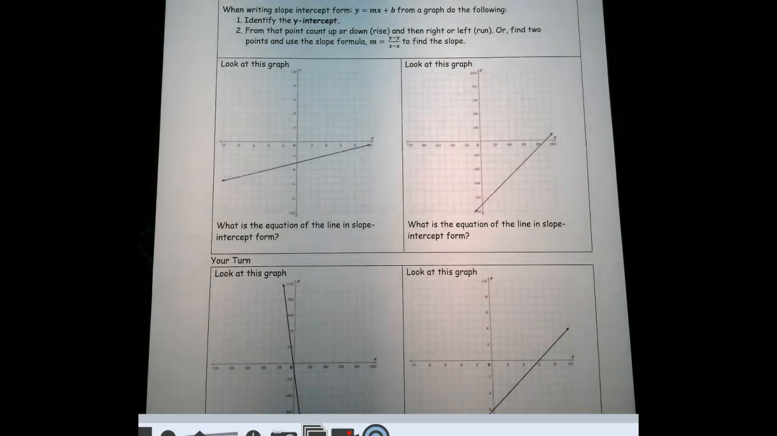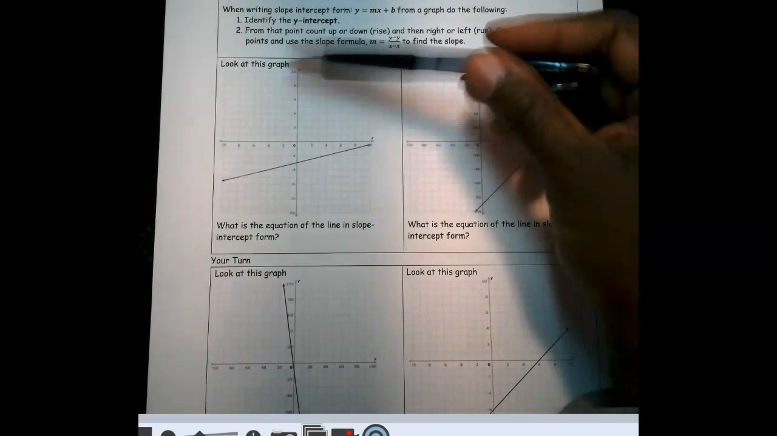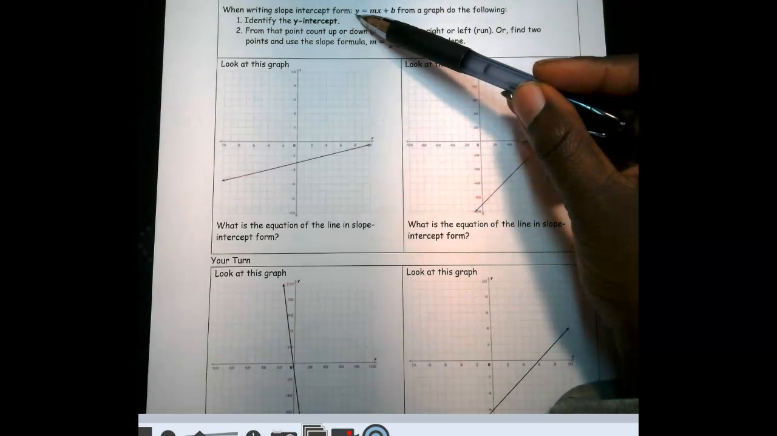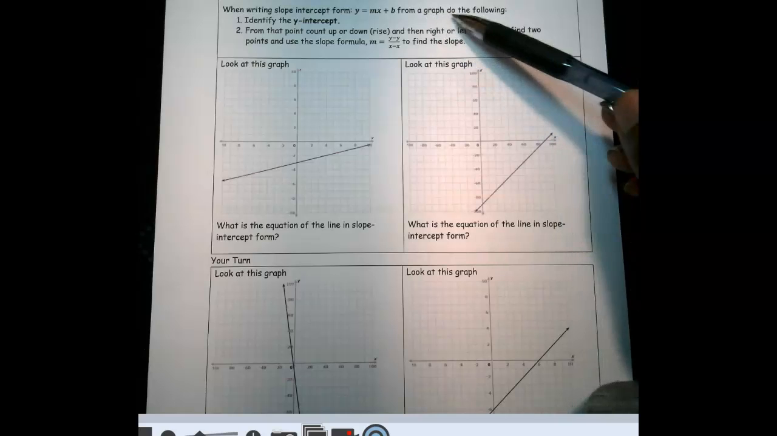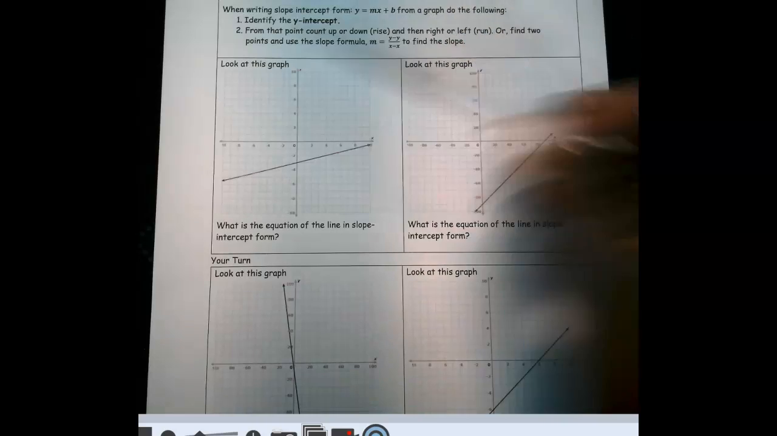Hello, today we're going to look at slope-intercept form and how to write an equation from a graph. So I gave you a few tips or hints. When writing slope-intercept form, y equals mx plus b, from a graph, do the following.